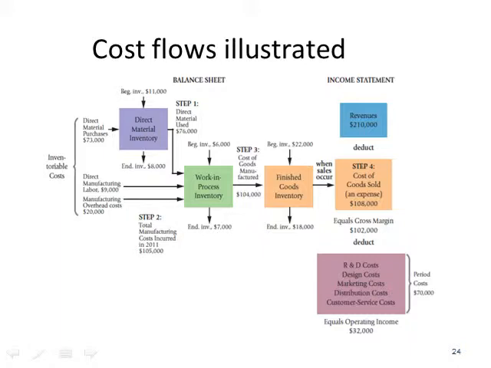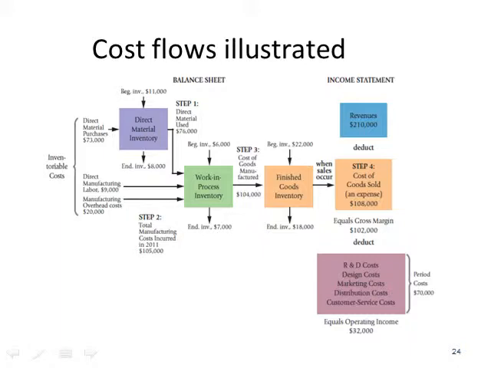Once the manufacturing process is completed and the goods are ready to be sold, we move these costs out of WIP into the finished goods inventory where they sit pending a sale, and then once they've sold, we move them out of finished goods inventory onto the cost of goods sold, which is an income statement account.